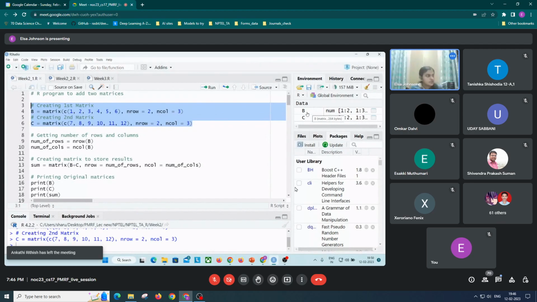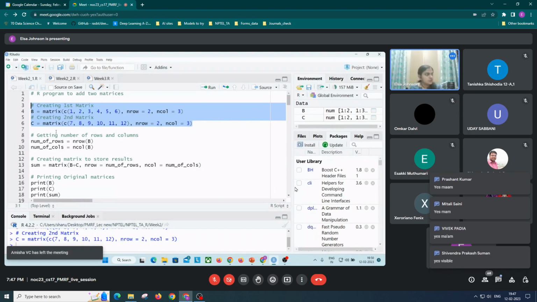My chat keeps going to the other side. It's fine, it's visible. The R Studio is visible, right? Is our page visible, or do I have to increase the size or not? Okay.